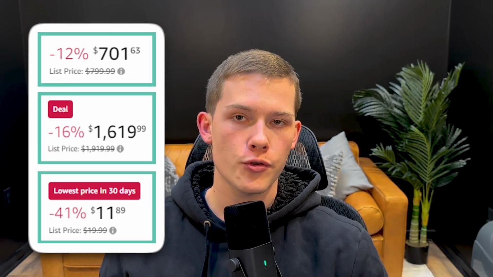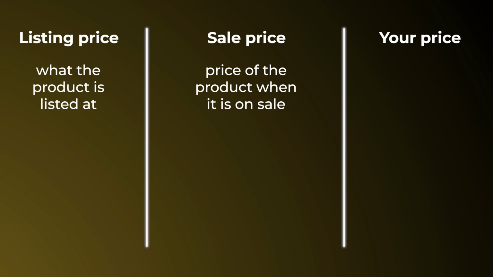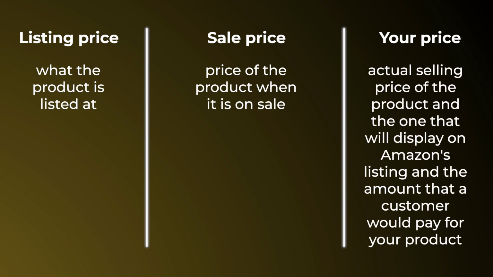Before I dive into the 2 strategies that we use to create the strike-through price, just to give a bit of context, I want to go over the different types of pricing options that you have on Amazon. If you look in the back end of your Amazon listing, you will see 3 different pricing options under the offer section. These options are list price, sale price, and finally your price. List price is what the product is listed at. Sale price is the price of the product when it is on sale. Finally, your price is the actual selling price of the product and the one that will display on Amazon's listing and the amount that a customer will pay for your product.